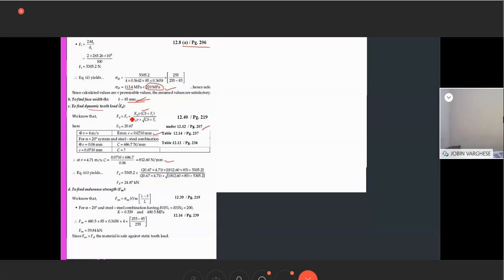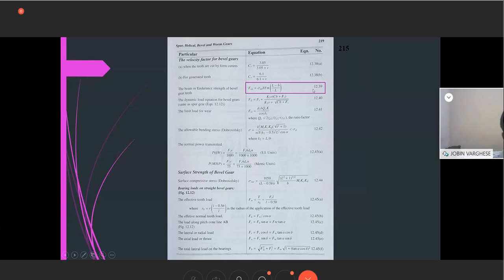Then, with all the values we have already calculated, we can find out FD, which is equal to the dynamic tooth load. What I am saying is that when there is motion, there is some dynamic force acting. Then it comes to the endurance. Endurance is how long it will work without failure. In fact, F endurance equals sigma endurance b y m. We can obtain this from the data book, page number 219, equation number 12.39, which is equal to F endurance.